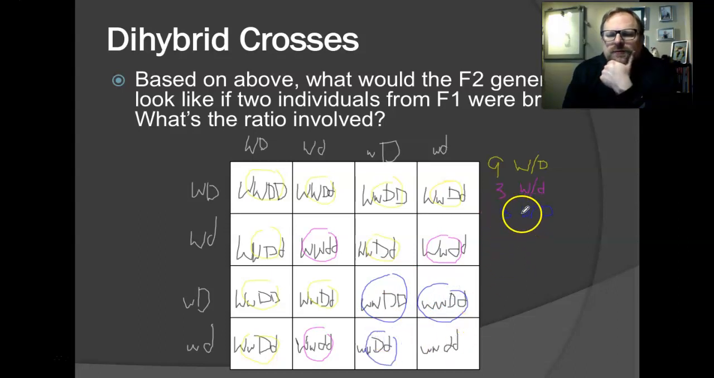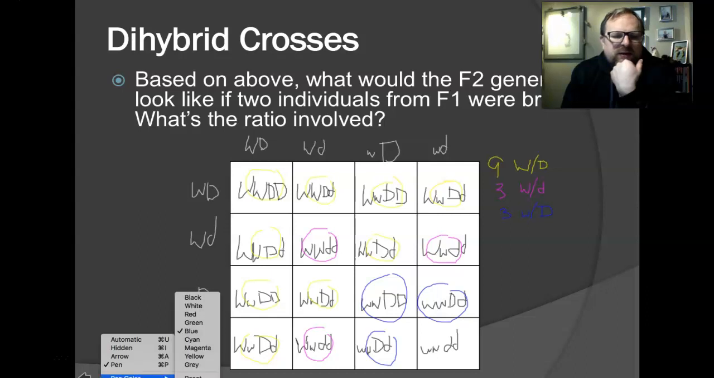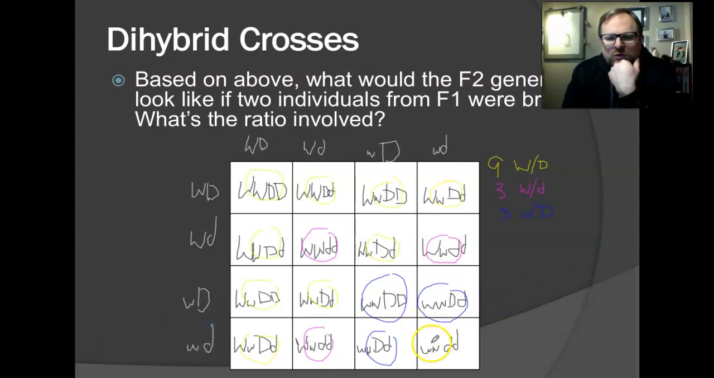So three of the individuals, or in this ratio, 3 out of the 16 will have yellow fruit that is disc shaped. And then finally, let's choose green. Hopefully it'll show up. This is going to be lowercase w, lowercase d, and there is just one individual that has that. Okay, so this ratio of 9 to 3 to 3 to 1 is typical of a dihybrid cross between individuals that are both heterozygous for both traits.